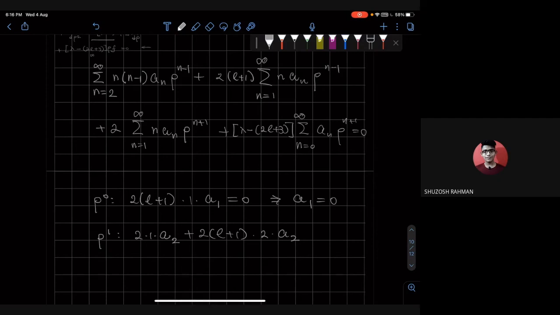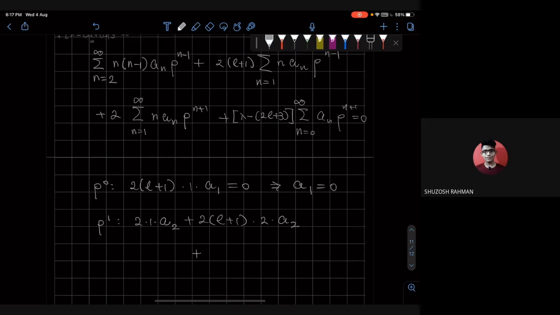And then what about this term? Here I cannot get rho to the power 1 because it starts at n equals to 1. So this term is not going to contribute. And this term, if I get n equals to 0 here, then I get n equals to 1. So I can get A0 here. So I get from the last term plus lambda minus 2L plus 3, bracket ends, n is 0, so I get A0, and that is going to give me 0.